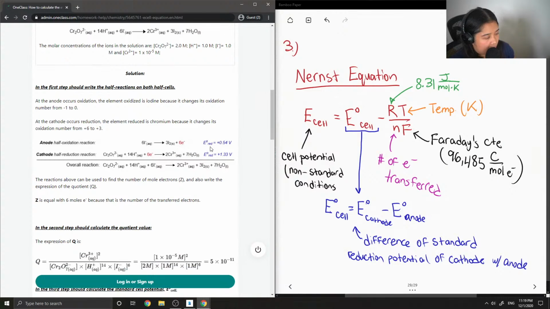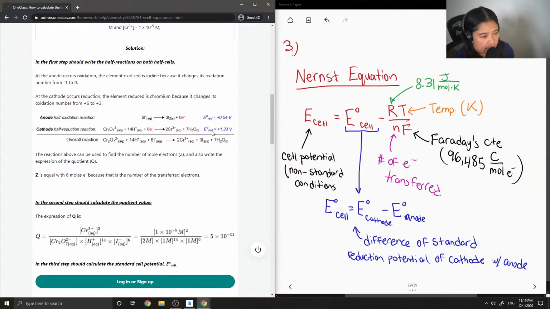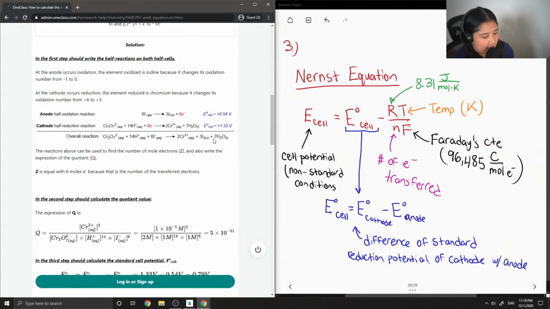And they also have the potentials of the cathode and the anode. So I'm assuming this should also be given in the equation as well. And now they have the overall reaction.